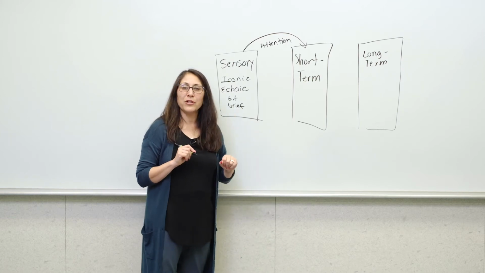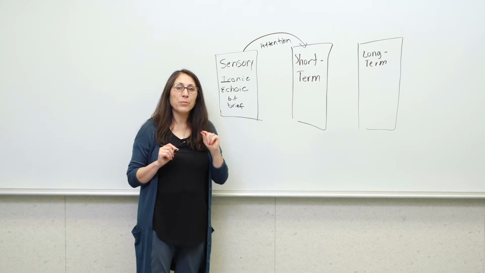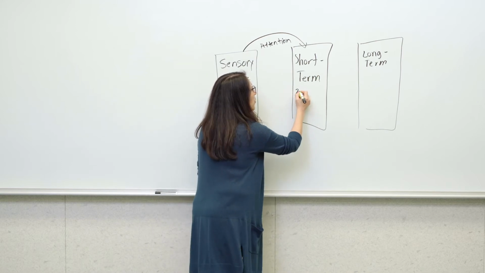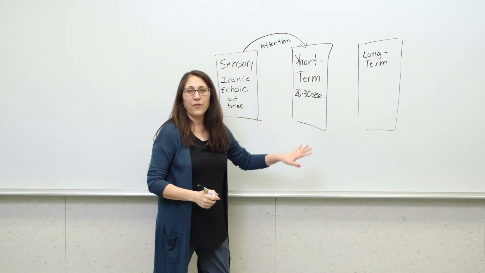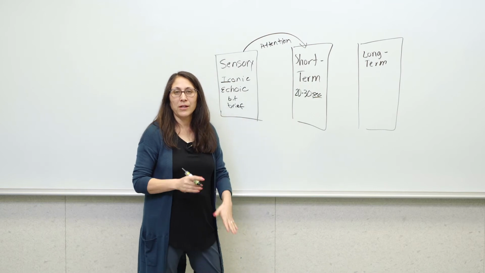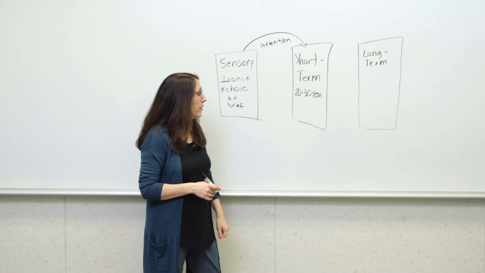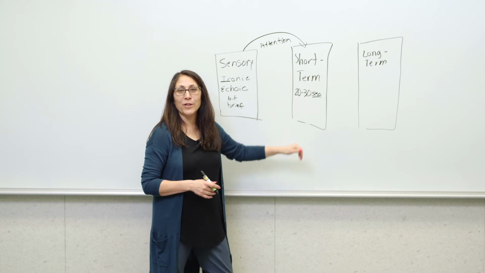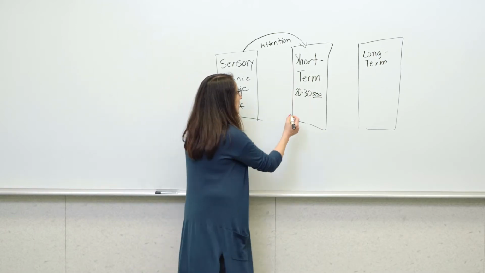How long do you think information stays in our short-term memory? What do you think? It's only a brief period of time. It's longer than our sensory memory. It's somewhere between 20 and 30 seconds. Interestingly enough, some books say different things, right? 20 to 30 seconds. That covers the range of which most people think we keep things in our short-term memory. How much information can we hold in our short-term memory? We do this weird thing, don't ask me why.